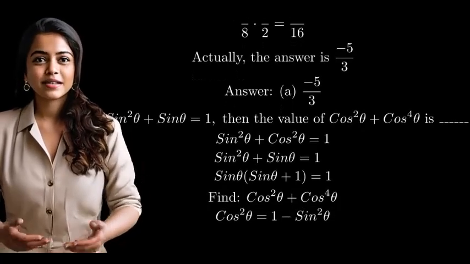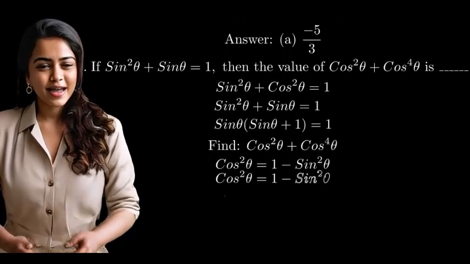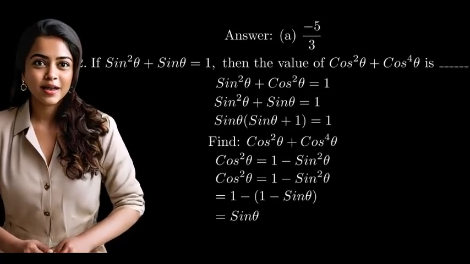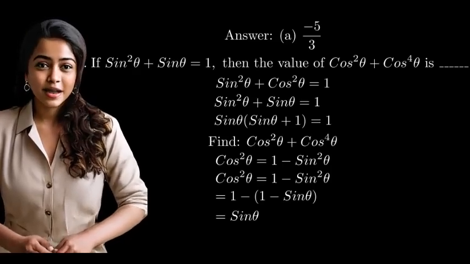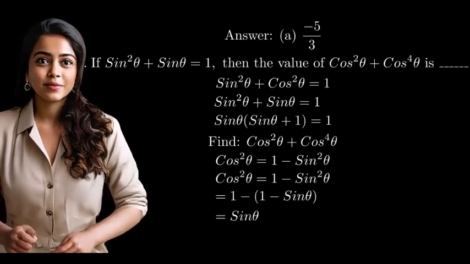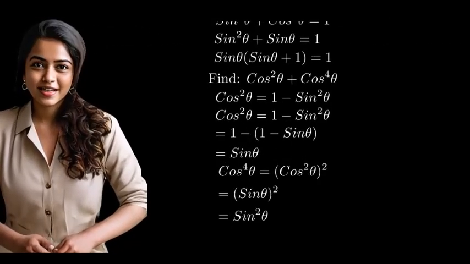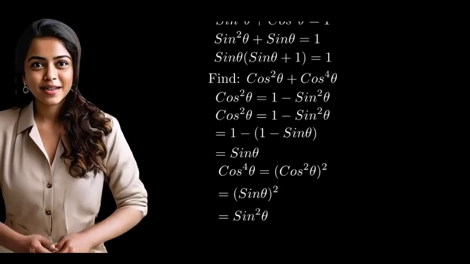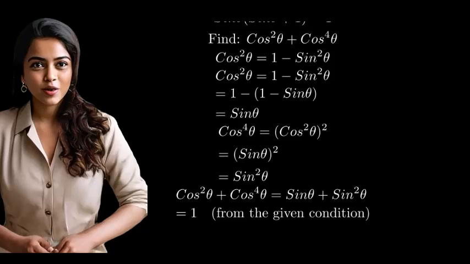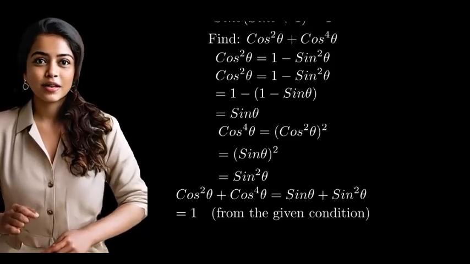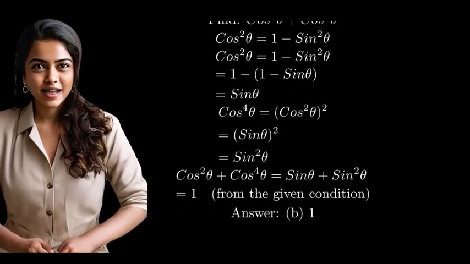We know that cosine squared theta equals 1 minus sine squared theta. Substituting, cosine squared theta equals 1 minus sine squared theta, which equals 1 minus sine theta, based on our condition. This simplifies to sine theta. And cosine to the power 4 theta equals cosine squared theta squared, which equals sine theta squared, which is sine squared theta. So the sum cosine squared theta plus cosine to the power 4 theta equals sine theta plus sine squared theta, which we know equals 1 from the original condition. Therefore, the answer is B, 1.